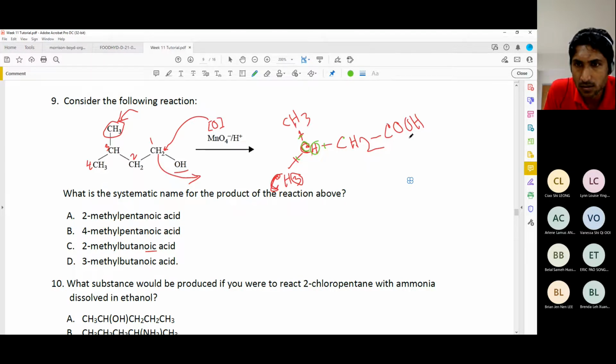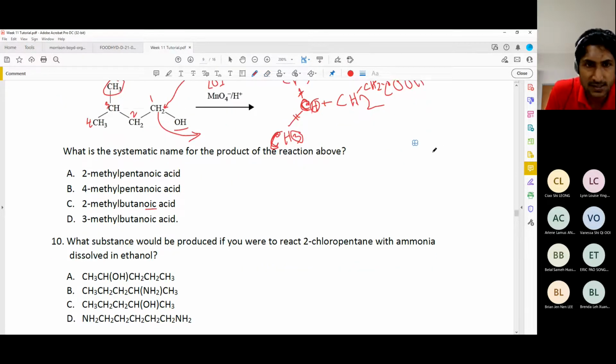Oh, there will be another CH2, yeah, in between. Where do I put it? Okay, there will be another CH2 here. All right. Okay, methane, ethane, propane, butane, yeah. So 3-methyl butanoic acid. Okay. Go back to red color again. Okay, so this is it.